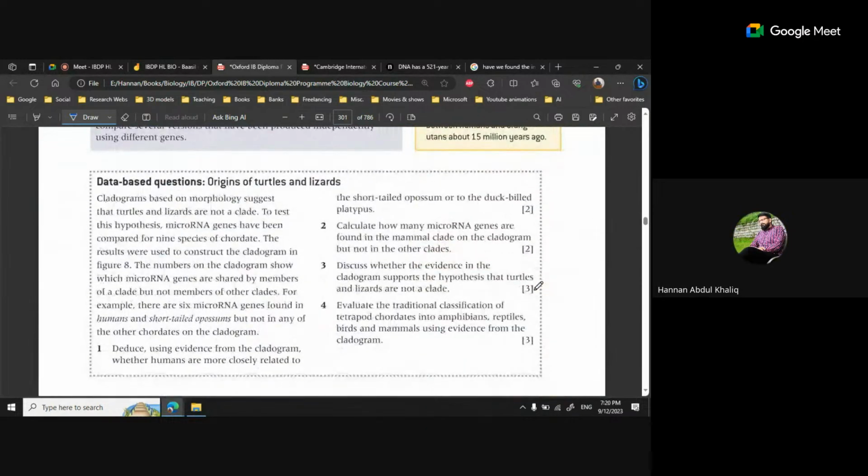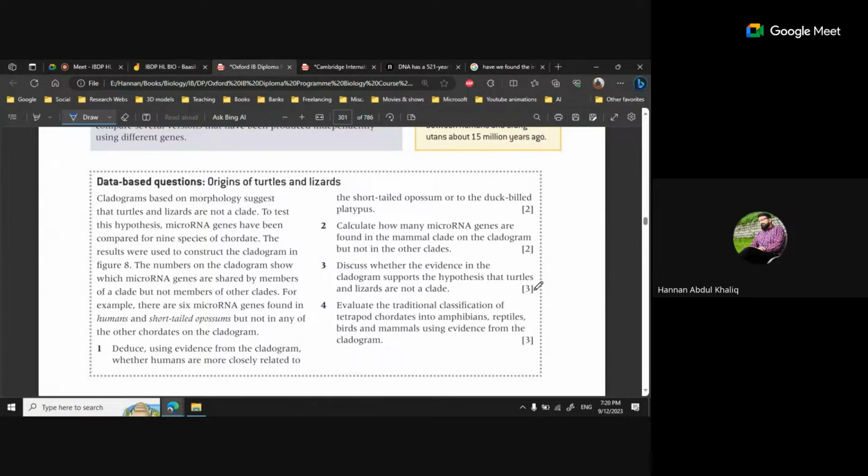Well, let's move towards the database question. Cladograms based on morphology suggest that turtles and lizards are not a clade, which means that maybe they are not sharing the same ancestor. To test this hypothesis, microRNA genes have been compared for 9 species of chordates. Chordates are like vertebrates. The results were used to construct the cladogram in figure 8.